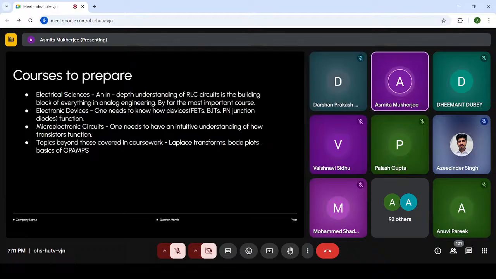And by circuit functioning, I do not mean formula-based circuits. What I mean is, if somebody tells you that I give you an input, a pulse, how will the output look across a capacitor? You need to know all of this without solving it on pen and paper. You need to just be able to intuitively tell all this. So that is very important.